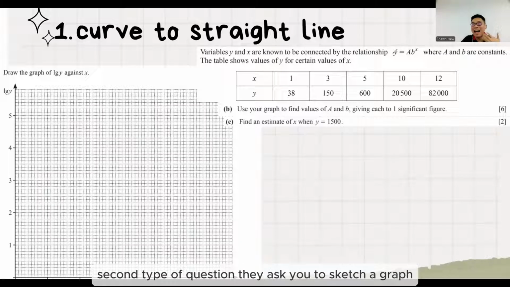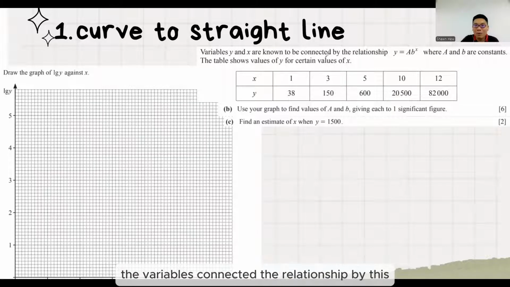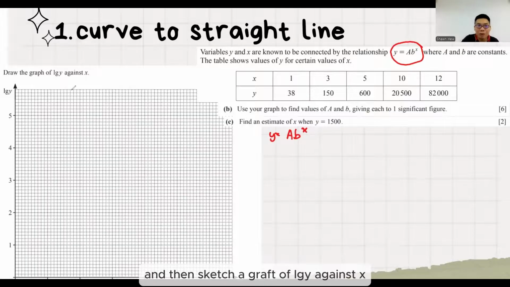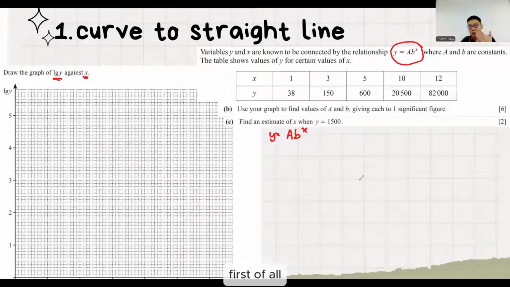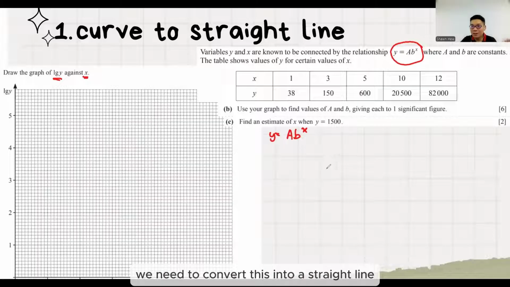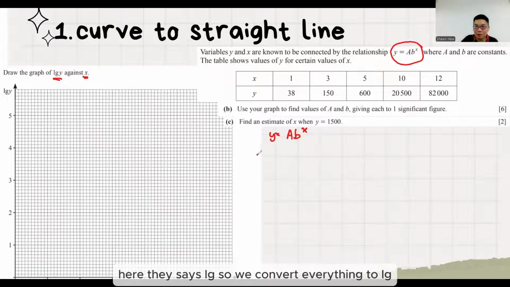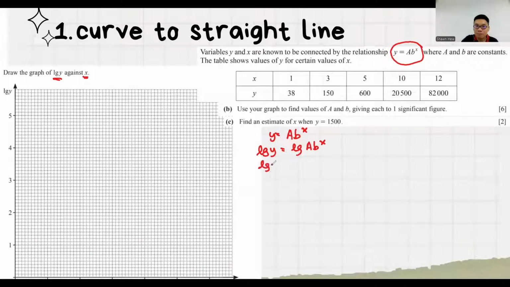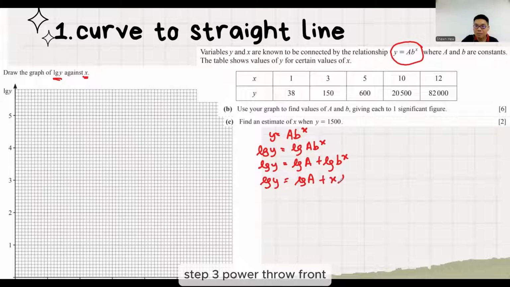Second type of question, they ask you to sketch the graph. The variables are connected in a relationship by this, and then sketch a graph of LGY against X. First of all, we need to convert this into a straight line. Here they say LG, so we convert everything to LG. Step 2, split. Step 3, power through front.